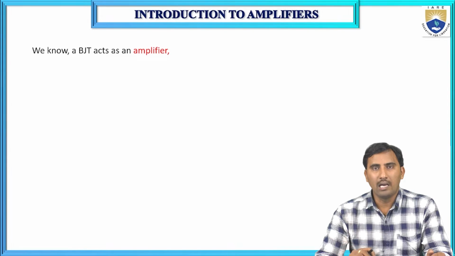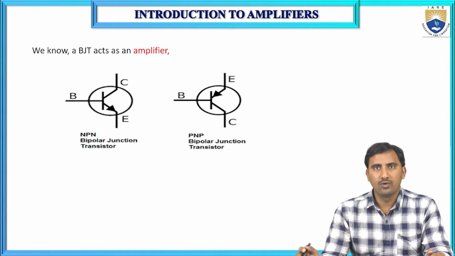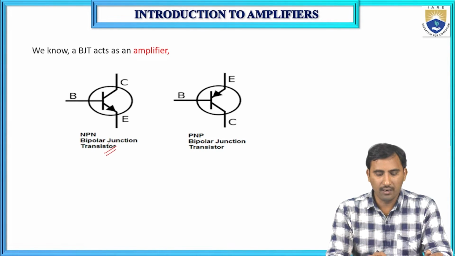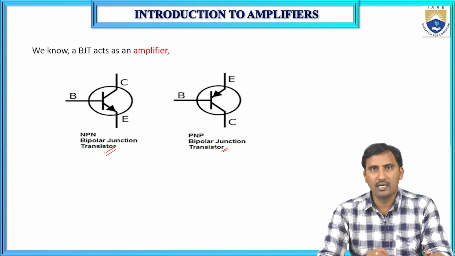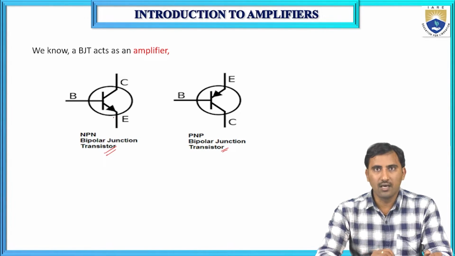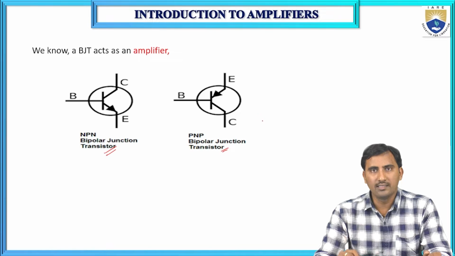And coming to the amplifier, as we know, the BJT acts as an amplifier. And we have two types of transistors here. One is the NPN bipolar junction transistor, and another one is the PNP bipolar junction transistor. So based on the current direction, the transistors are classified into two types. If the current direction is out, then that is an NPN transistor, and if the current direction is inside, then that is a PNP transistor.